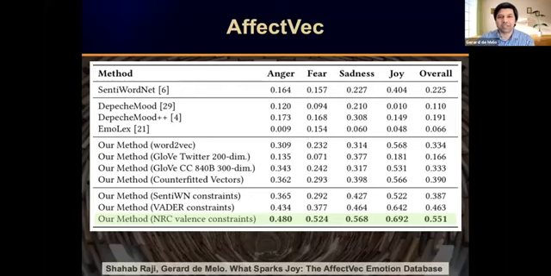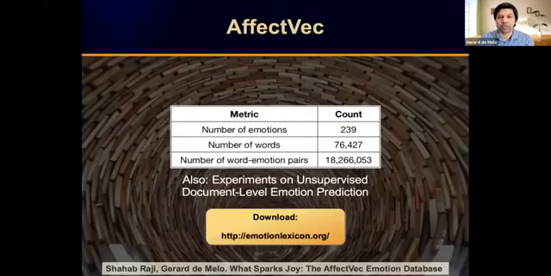It does not just cover these basic 4 emotions. It has in total over 200 emotion labels and reasonable vocabularies. And in the paper, we also have experiments on how you can then use it to do document-level emotion prediction. This is the resource that you can download online at the URL given here, emotionlexicon.org.